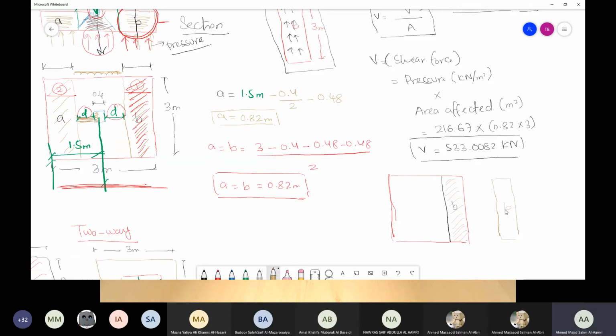What are the things that need to be cut? Which dimensions do you need to cut? Remember that this is 3 meters, this is 0.84, and this is 3 meters as well. What are the dimensions that you need to cut using your knife?